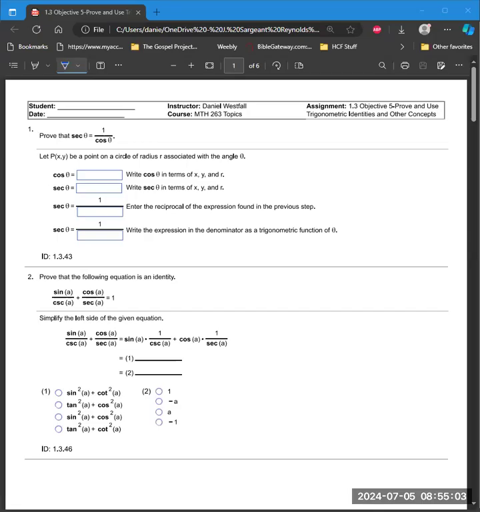In this video, we're going to talk about 1.3 Objective 5, where we prove and use trigonometric identities and other concepts. So let's prove that secant theta is equal to 1 over cosine theta.